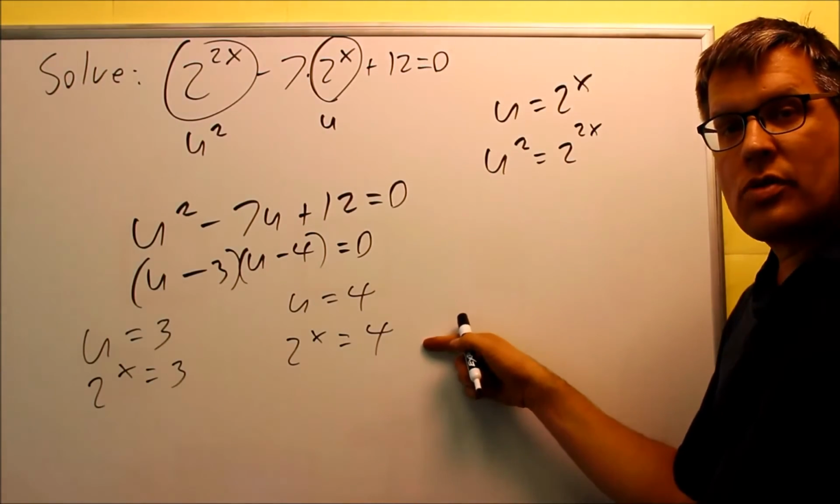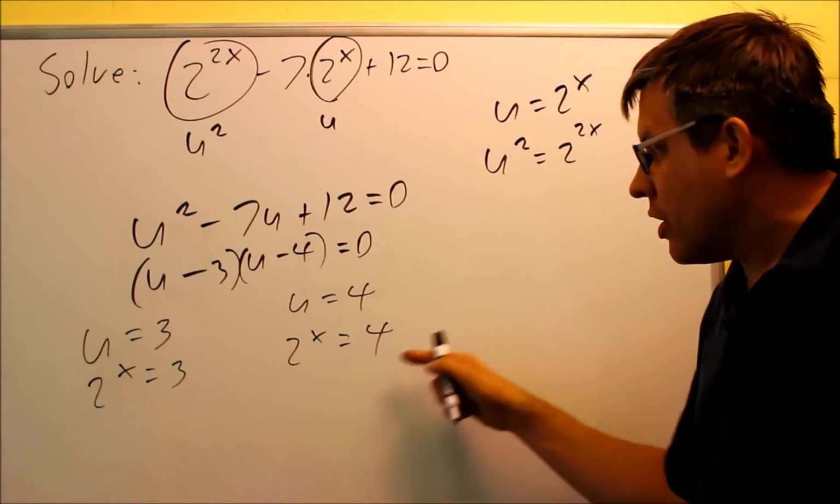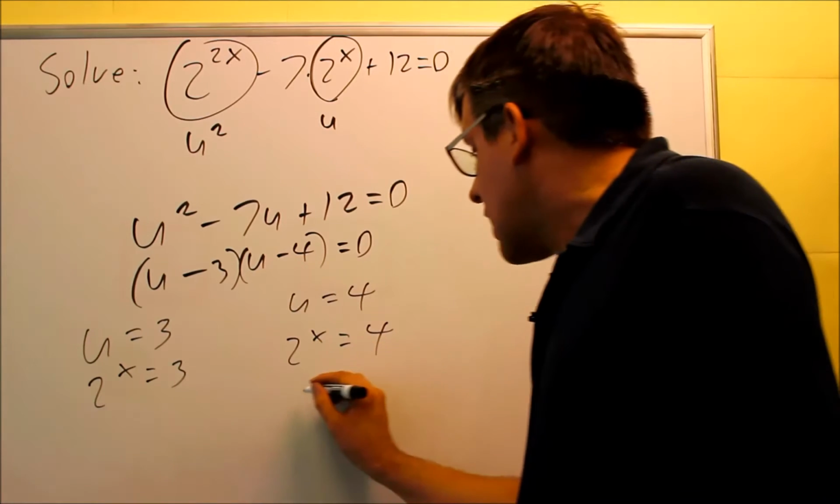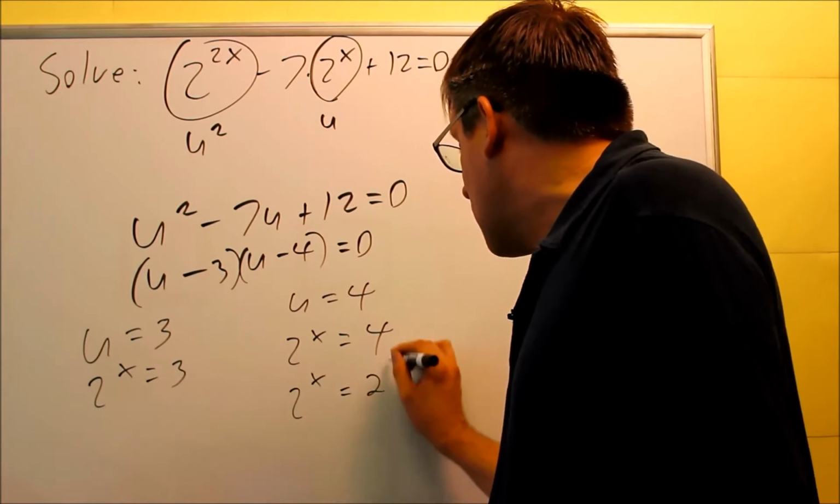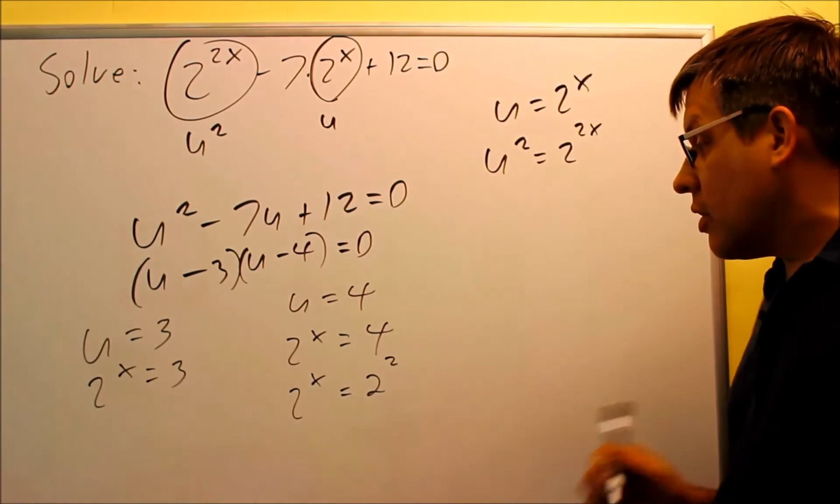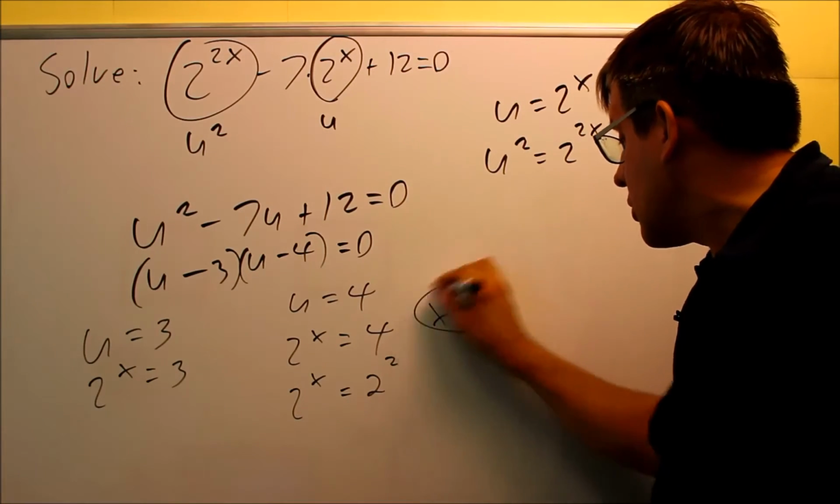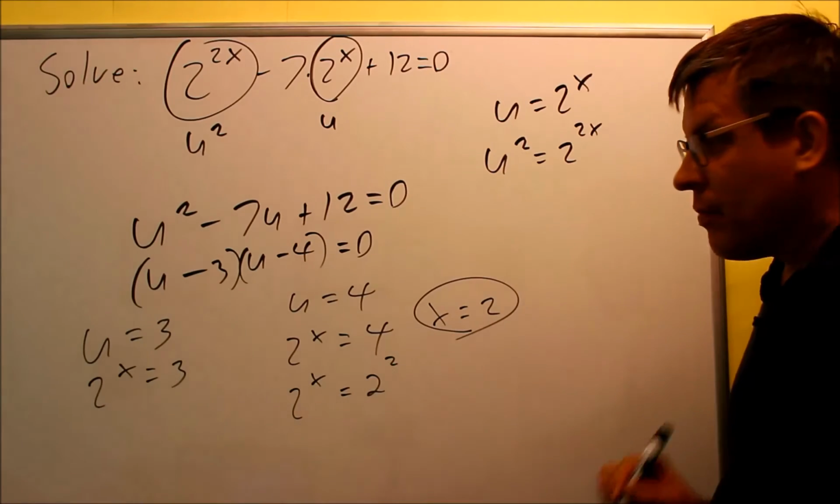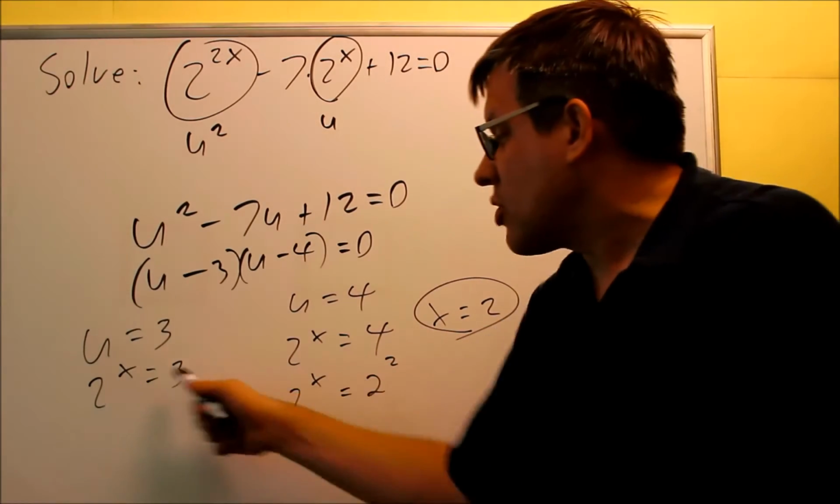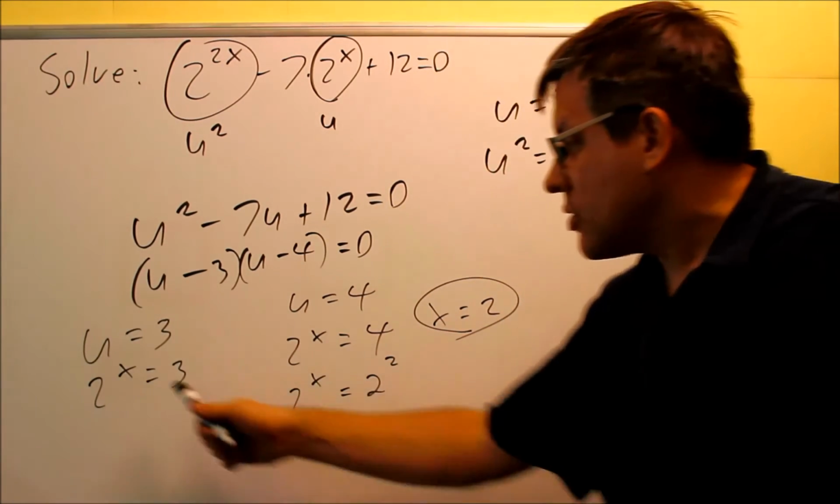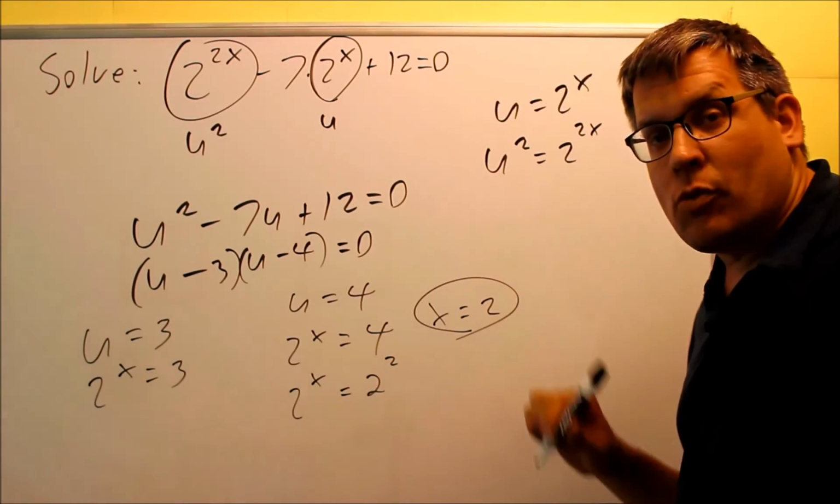This one is one we can solve by the equal bases property. Again, we want to make both the bases the same. 2 to the x is the same thing as 2 squared. Bases are the same, so we set the exponents equal. Here's one of our answers: x is equal to 2. Then this one cannot be solved with the equal bases property because they're not equal bases.